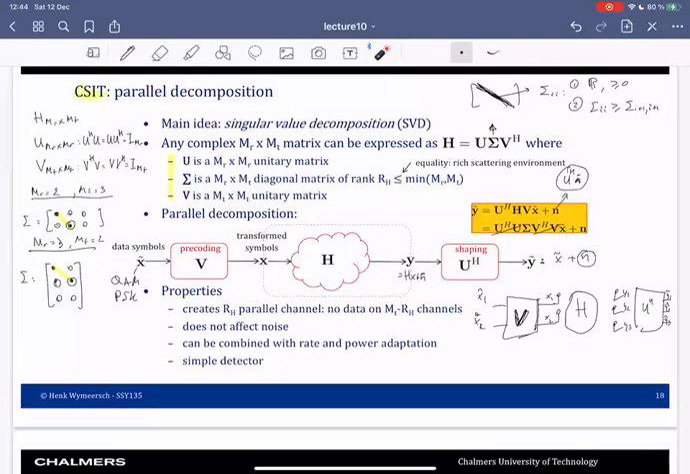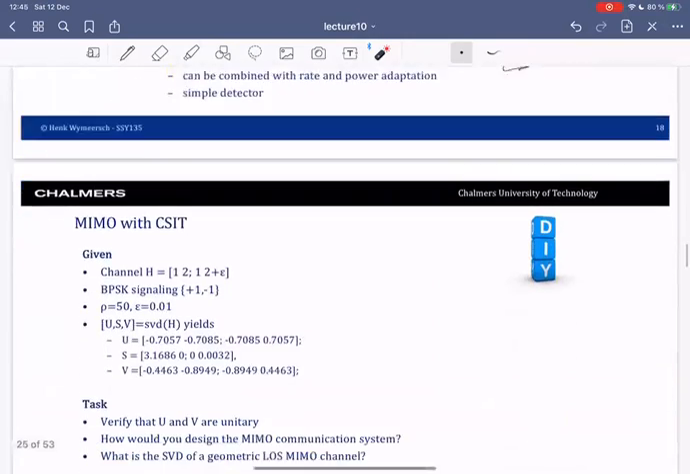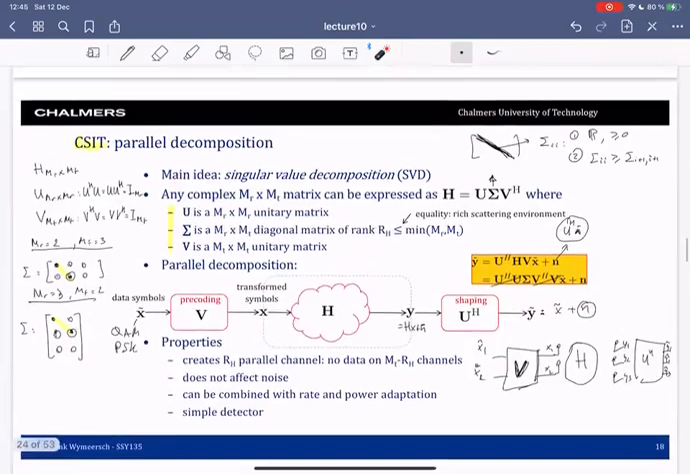So what we've created is RH parallel channels, right? Because each element of Y tilde depends on one element of X tilde plus noise. The noise statistics are not affected because we multiply with a unitary matrix. Because we've created parallel channels, we can apply water filling, so power and rate adaptation, and detection becomes very simple. And I think in the next slide, we will do an example of this.